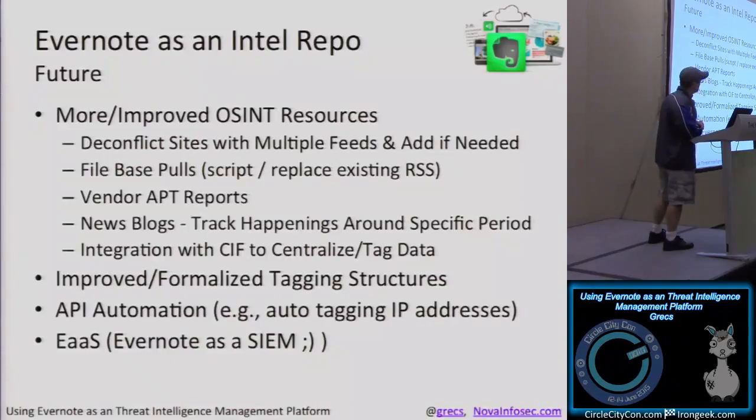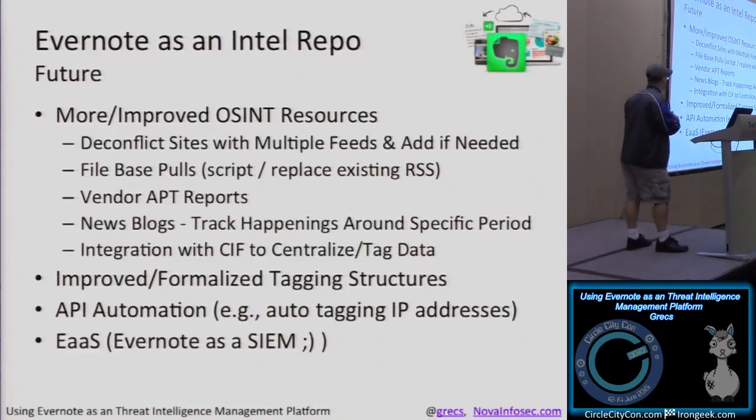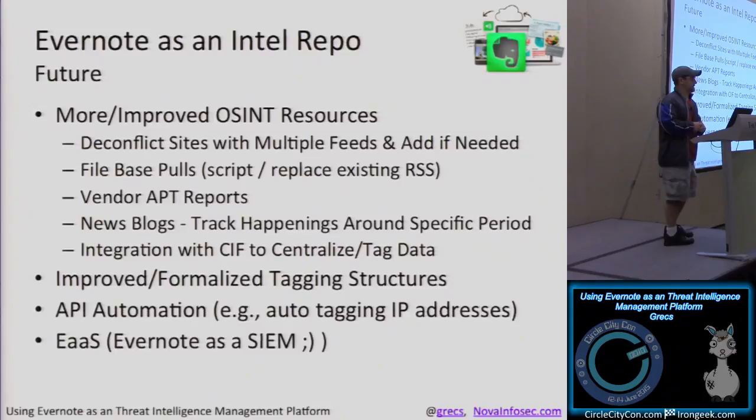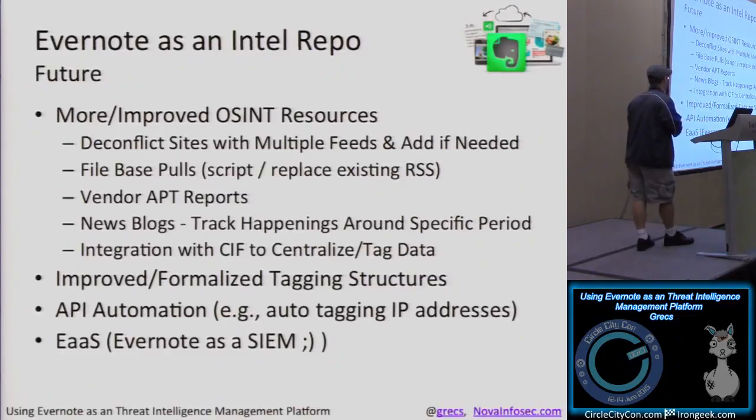Just some future work. Just trying to get more feeds in, doing some additional scripting, finding out a way to get some of the vendor APT reports in, adding new news blogs so you can keep situational awareness of what's going on, integrating SIF like I talked about, and improving and formalizing the tag structure. There are definitely deficiencies that I see that I'm not happy with, and so I'm trying to come up with the best way, because I don't want, as an example, to create a new tag for every case that I open, because you have this infinite number of tags that you would be creating. And so I'm trying to come up with a solution that simplifies that so that you reduce the number of tags that you would have to manage.